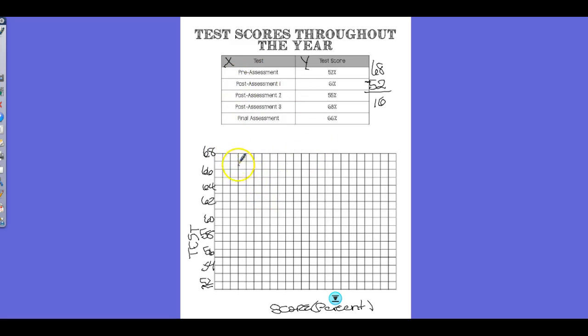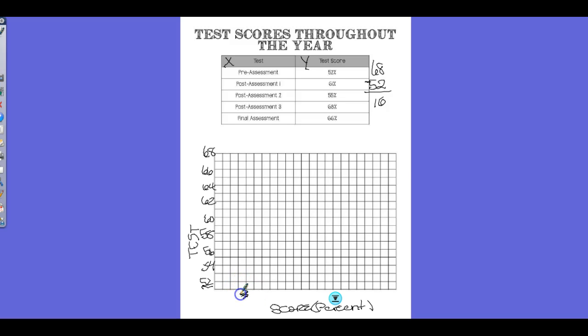Down here you've got your assessments. So we have 5 assessments, and we have 23 spaces. So that tells me I can go by 4s. So 1, 2, 3, 4. So that's our pre-assessment.